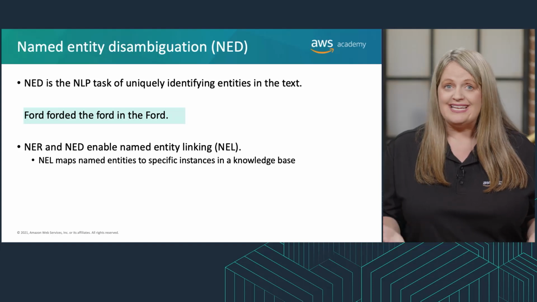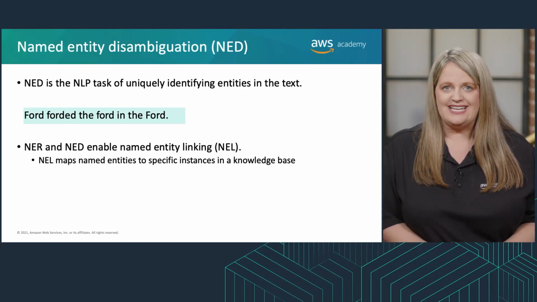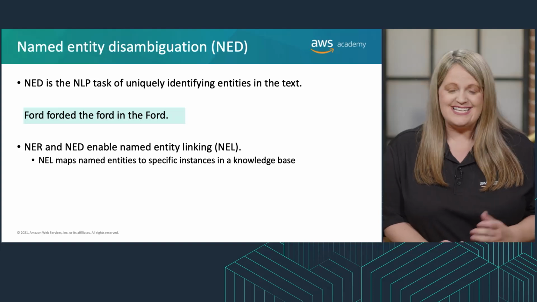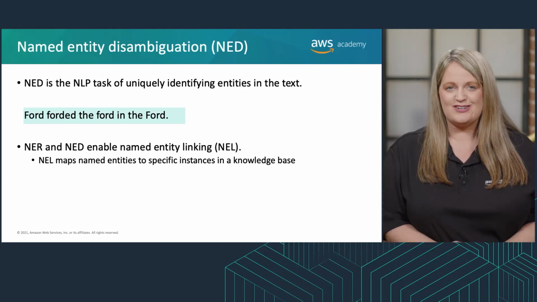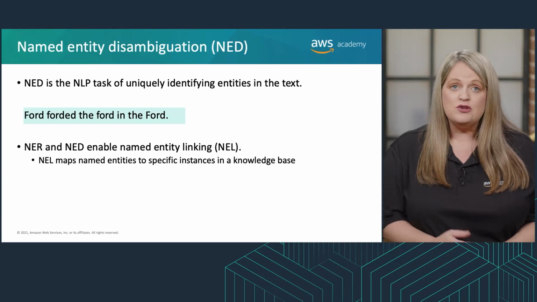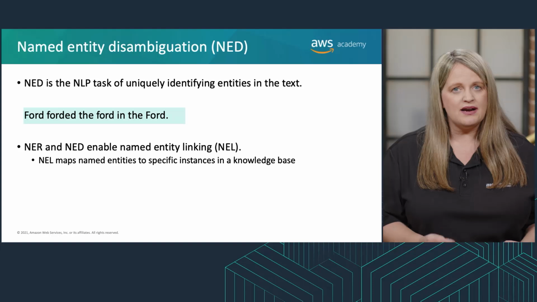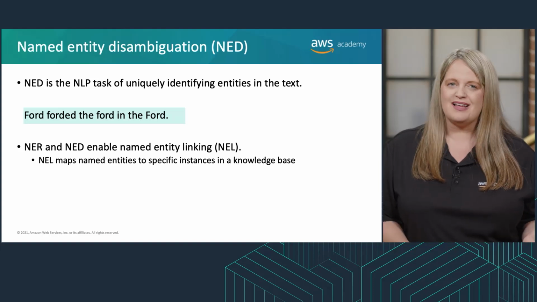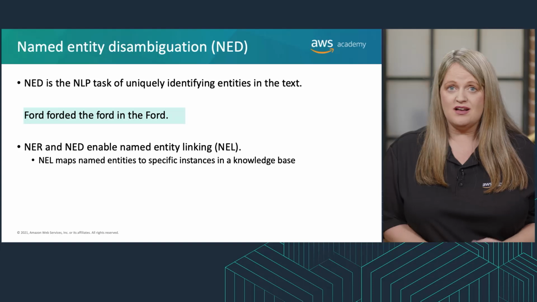Together, NER and NED enable named entity linking, also called NEL. NEL is a key task for digital assistants and search engines to return the correct results. For example, if you search for news about Paris, an assistant needs to figure out if Paris means the person or the place. Spacy has tools to identify entities based on a knowledge base that you create.